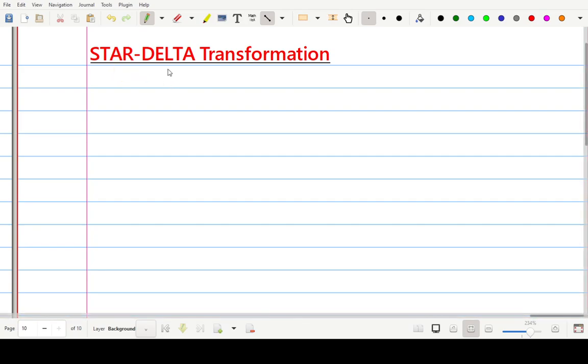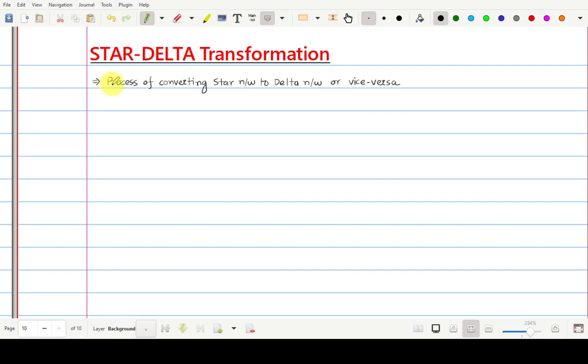Our today's topic is star delta transformation. It is also known as star delta conversion. So what does this basically mean? The process of converting star network into delta network or delta network into star network is known as star delta transformation or conversion. So it is of two types: star to delta transformation and delta to star transformation.